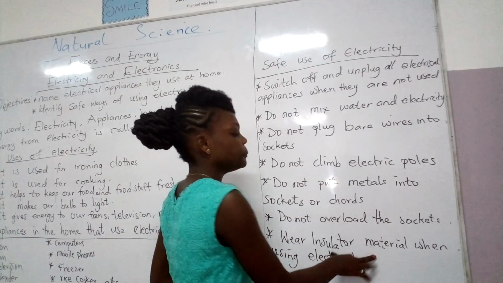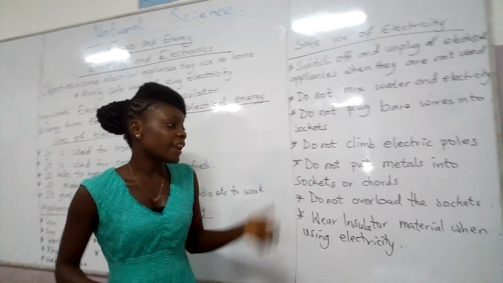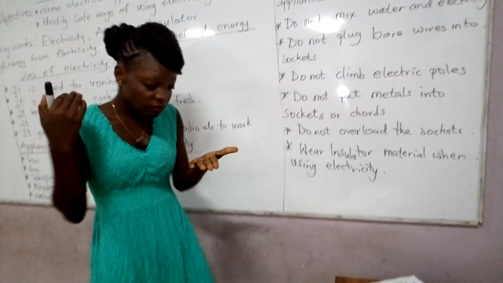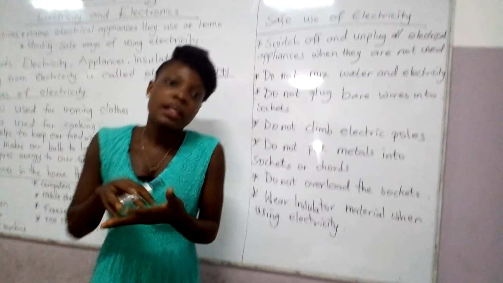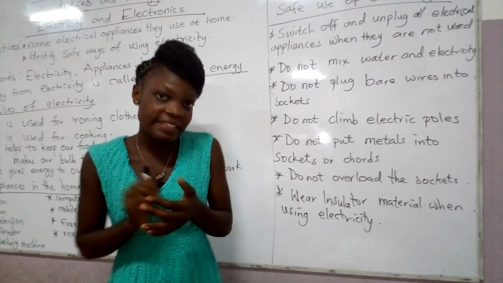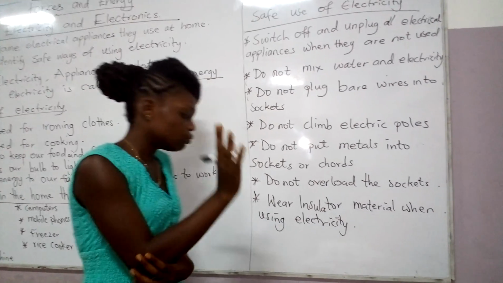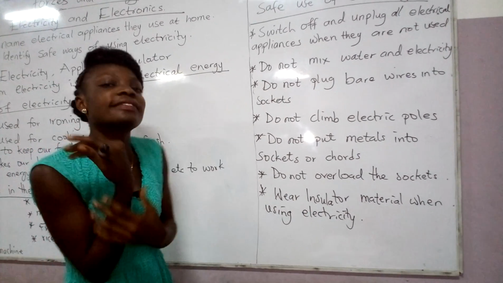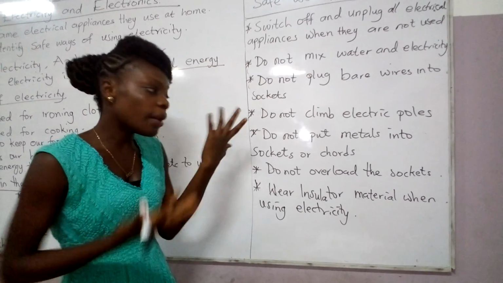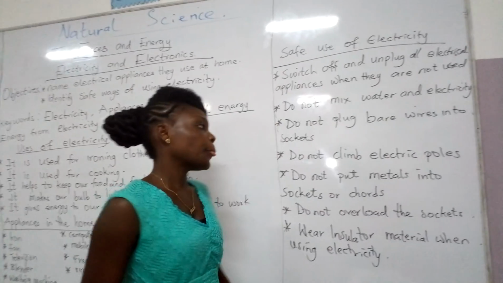Wear insulator material when using electricity. Like I said before, an insulator is a kind of material that helps electricity not to pass through easily. So like plastic or rubber. If you want to plug something, you wear something like gloves, that is rubber, and then you use it for electricity.